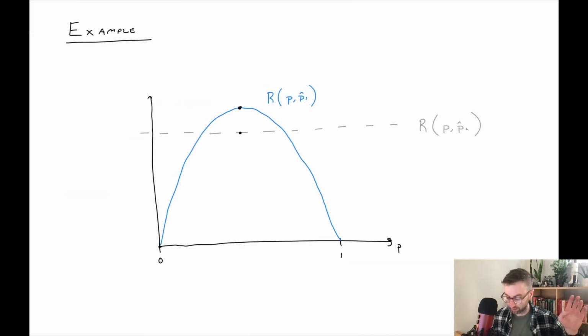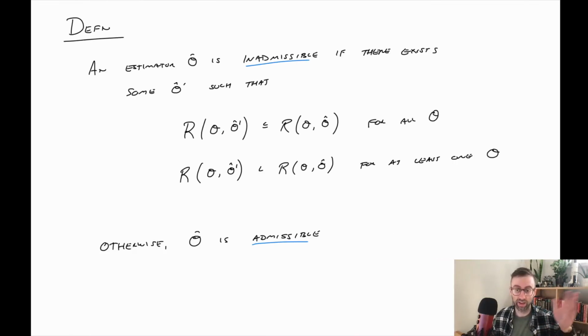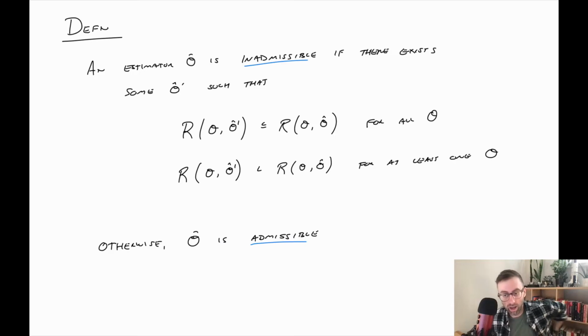It's not a situation like this where sometimes one is better, sometimes another is better. It's just, no, there's this theta hat prime that's always better. So if there doesn't exist something like that, we say theta hat is admissible. Proving things about this is a whole difficult thing, but we're not going to get into that.